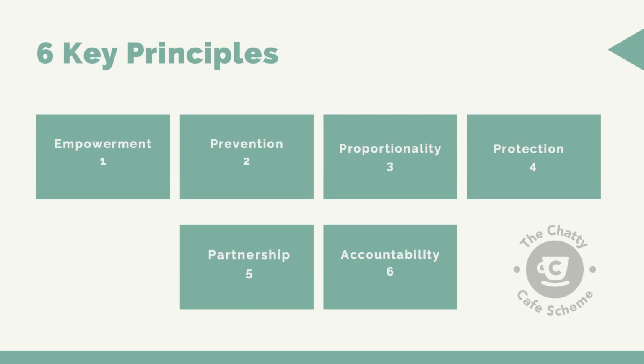Number 5, partnership. Everyone has a part to play in preventing, detecting and reporting abuse. Number 6, accountability. Safeguarding is everybody's business. We are accountable, and it is important as a volunteer you know what to listen out for and what to do with that information.